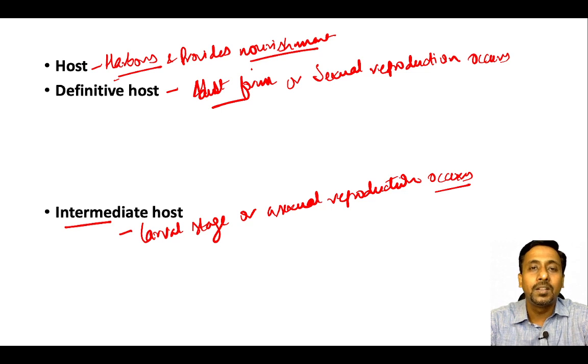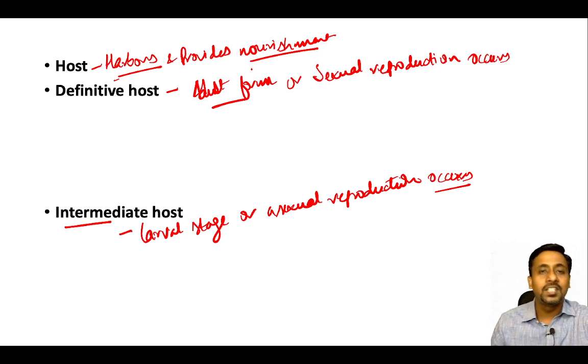So basically in the definitive host, the parasite completes its life cycle, whereas in the intermediate host, it stays for some time and spends its life asexually. That means it multiplies there asexually, whereas in the definitive host, it multiplies sexually and completes its cycle. So this is the basic difference between the definitive host and intermediate host.